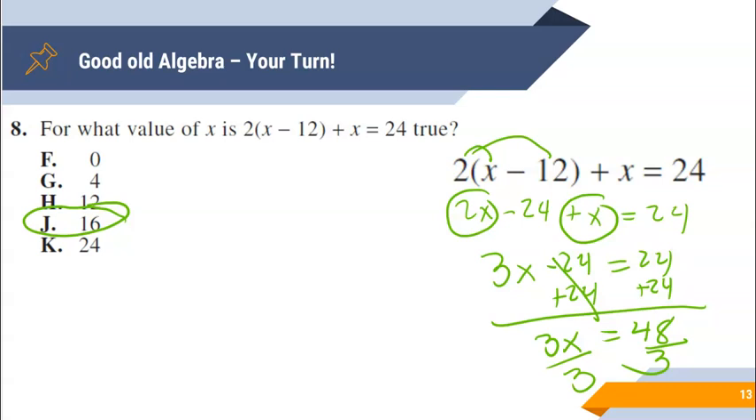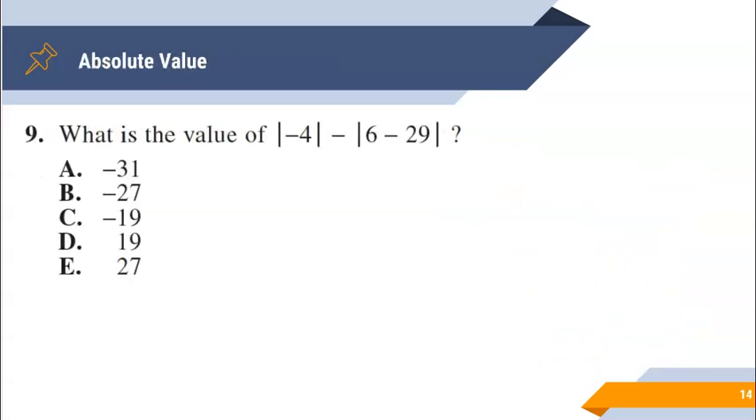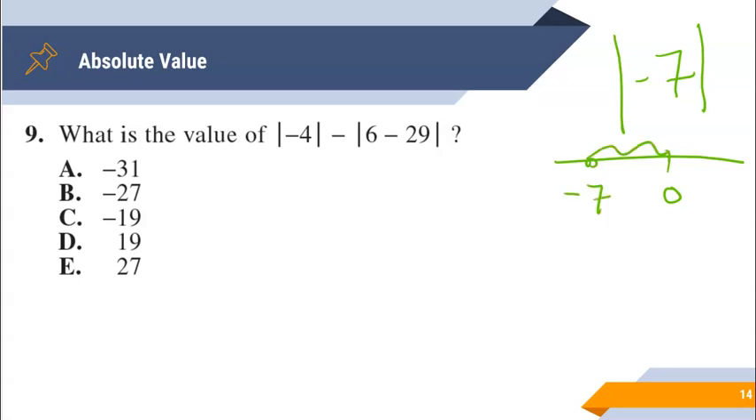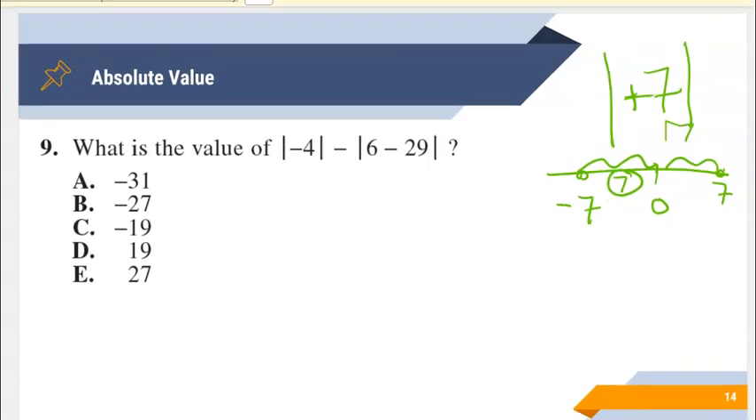Okay, one last idea here. Absolute values, right? Remember, the absolute value of something means how far from 0 are you? So if I'm over here at negative 7, how far from 0 am I? I'm 7 away. If this was a positive 7 is also 7 away. So it's asking for how far away from 0 are you? Well, how far is negative 4 from 0? I think 4.